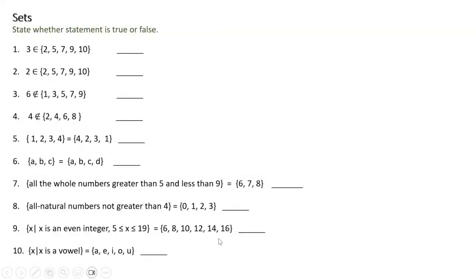Okay, now let's do more examples here. These come straight from the homework. Here, guys, you have to state either if it's true or false. Number 1, 3 is an element of the set 2, 5, 7, 9, and 10. This is strictly false. Why? Because 3 is not in the set. And this is the reason why 3 is not an element of the set. Number 2, 2 is an element of the set 2, 5, 7, 9, and 10. This is true because 2 is in the set.